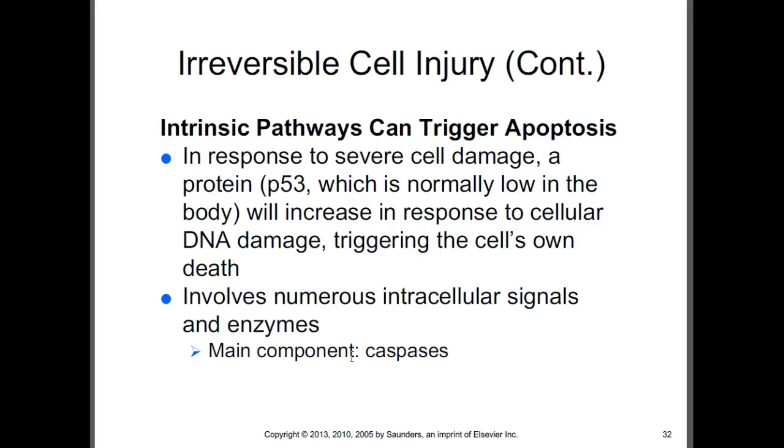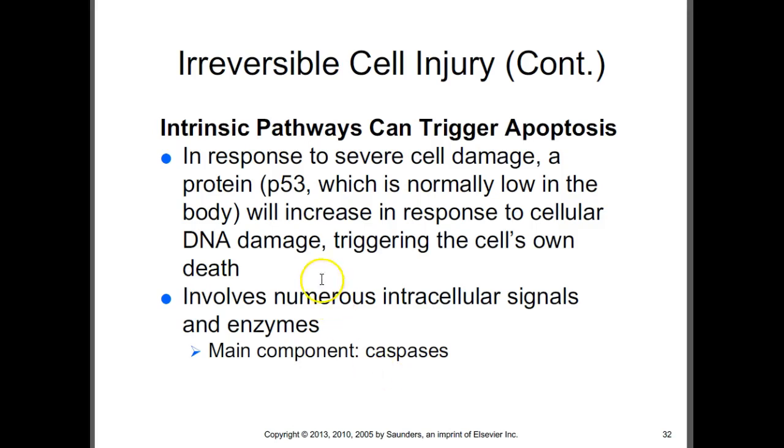P53 is one of our main monitoring pathways, right? That is going to monitor whether or not there's severe cell damage. So P53 is going to be at that checkpoint right before the S phase. So we don't want to replicate DNA in a cell that has severe cell damage. So if there is severe cell damage, P53 will initiate the FAS ligand and the apoptosis pathway, right? The main component is going to be the caspases that are going to be triggered.